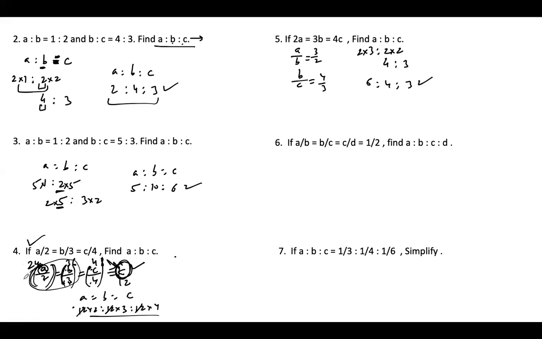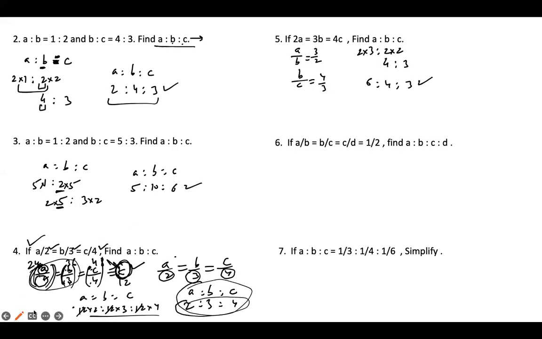And similarly, see, whatever is coming in the denominator here. Let's say you have written A by 2 is to B by 3 is to C by 4. And if you are finding A ratio B ratio C, it is coming the same, right? Whatever is there in the denominator is the corresponding ratio. So similarly, can you apply the same thing here? The answer is 6 is to 4 is to 3. You already know this answer.